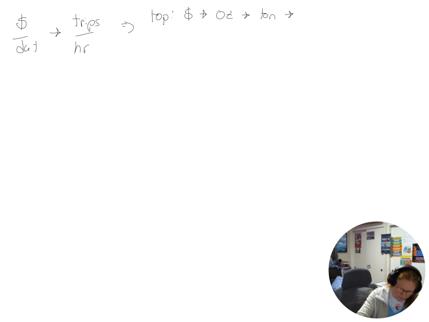All right, so you're starting off with dollars per day and converting over to trips per hour. So you're converting the top. You're going to go from dollars to ounces to tons to trips. The bottom is easy. Bottom is just day over to hours.